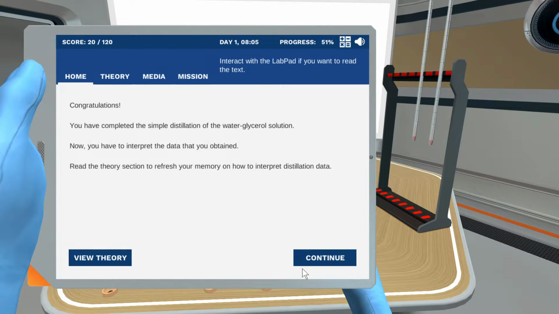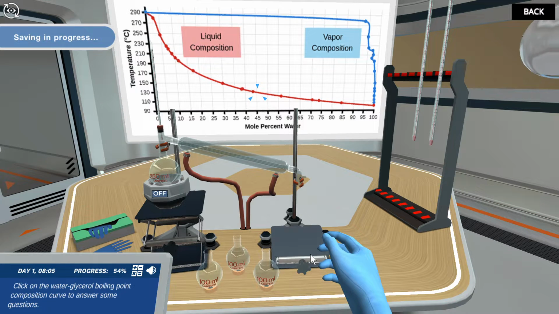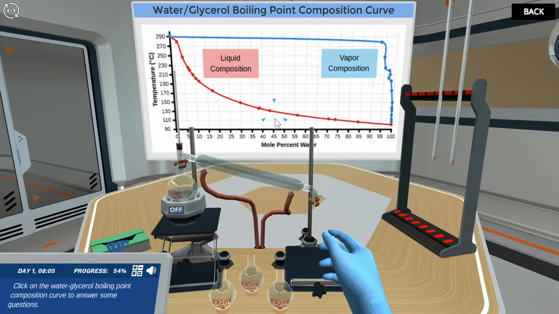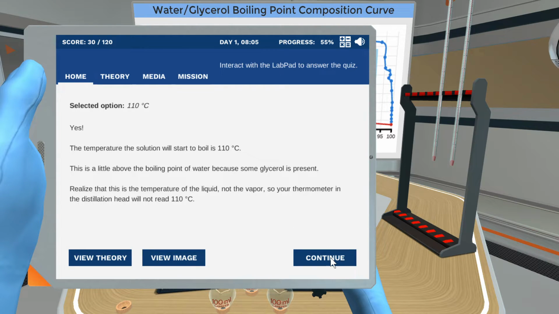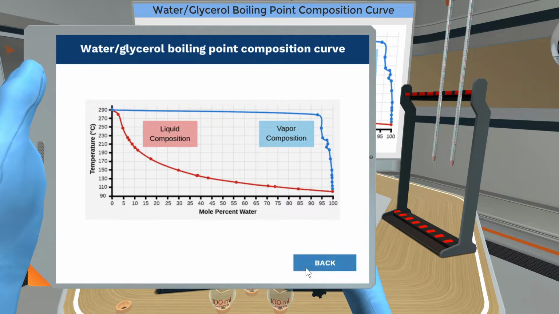Now, you have to interpret the data that you collected. Click on the water glycerol boiling point composition curve. Looking at the boiling point composition curve, at what temperature do you think your solution will start to boil? Yes, the temperature the solution will start to boil is 110 degrees Celsius. This is a little above the boiling point of water.